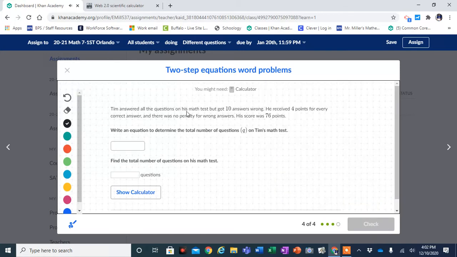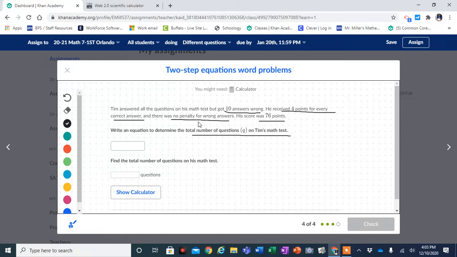Tim answered all the questions on his math test, but he got 10 answers wrong. He received 4 points for every correct answer. There was no penalty for wrong answers. His score was 76 points. Write an equation to determine the number of questions on Tim's math test.